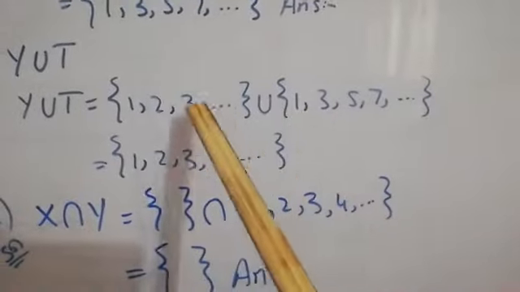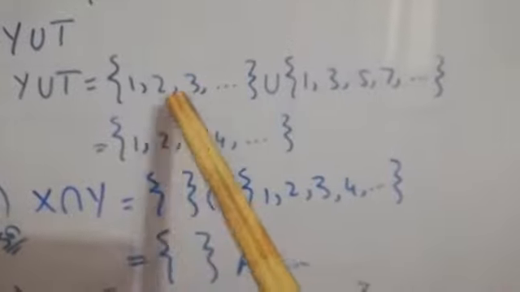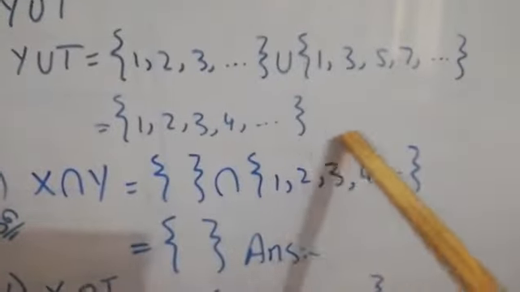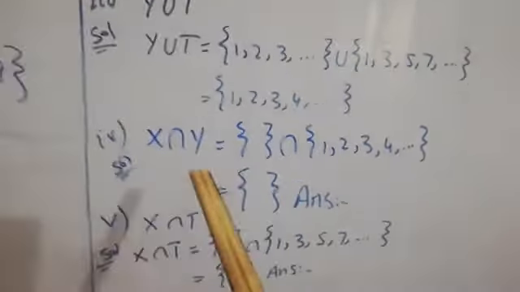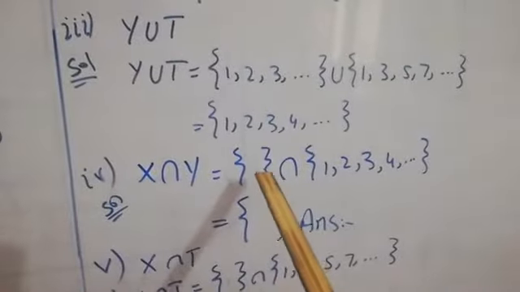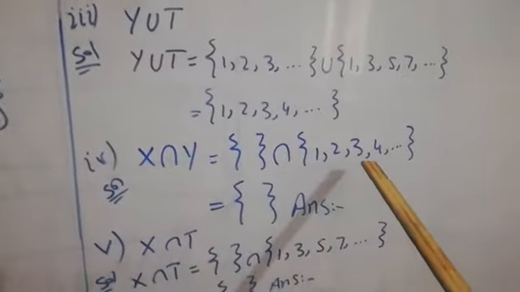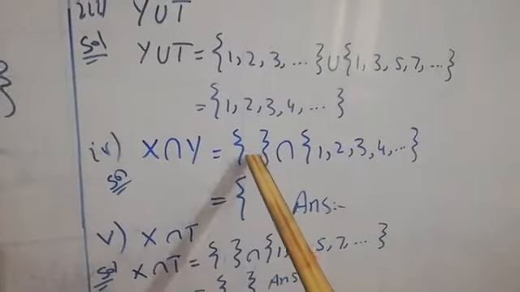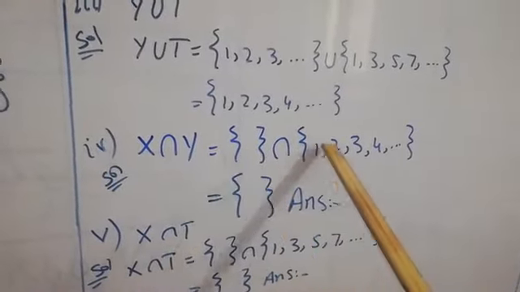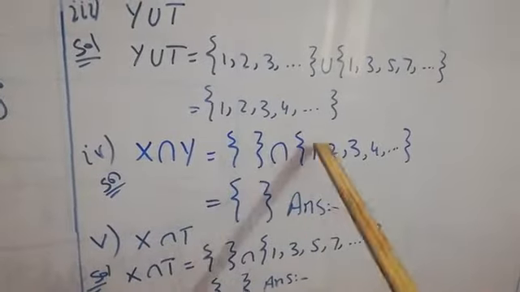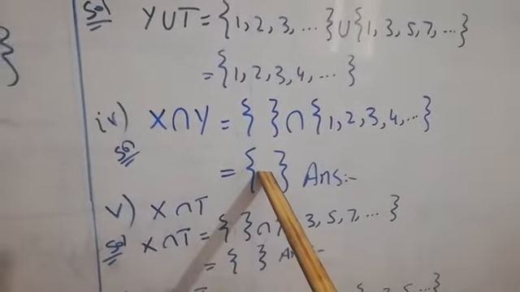Since these are 1, 2, 3, 4, 5, 6, 7 up to so on, this is the combination of even and odd. So odd numbers are also present here, so we will write 1, 2, 3, 4 up to so on. Next one is x intersection y. X is the empty set, null set, and intersection y. Y is 1, 2, 3, 4, 5. Since there is no element present here, there is no common element between these two sets. So we can write this is phi or null set.